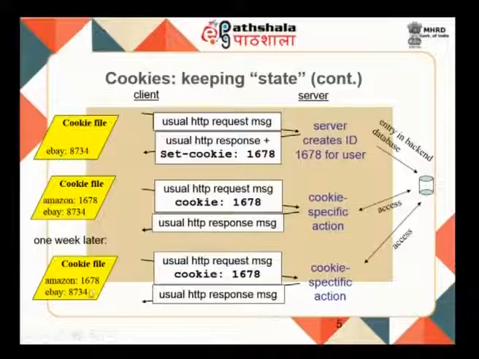One week later, let us say you are accessing the same website. If this information is still there in your cookie file, provided that you have not deleted your cookies, it will again be sent to the server as Cookie: 1678. So, the server will now be able to identify that it is the same user who is making the request, and accordingly take the cookie-specific action and give the appropriate HTTP response. So, this is basically how the cookie mechanism is employed, and it can be used for multiple purposes.